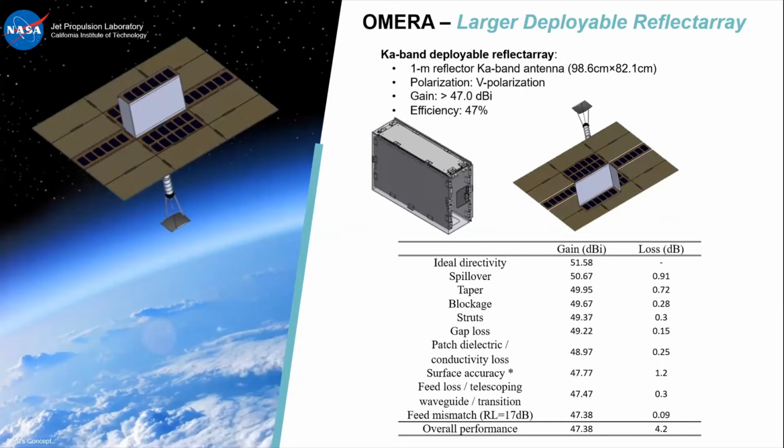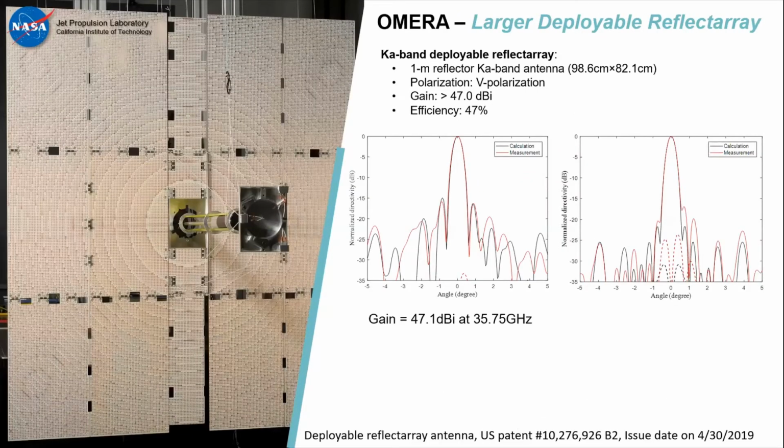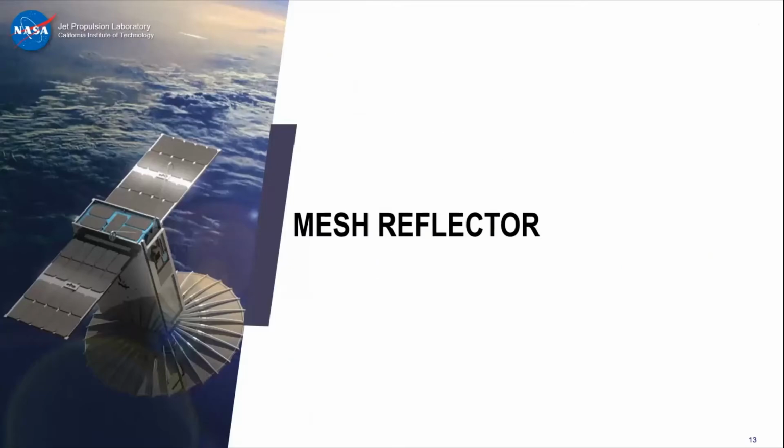This is the prototype of the antenna, and you can see the agreement between calculation and measurements. Again, this was a very interesting technology to develop that future missions could potentially use. Now I will talk about mesh reflectors.